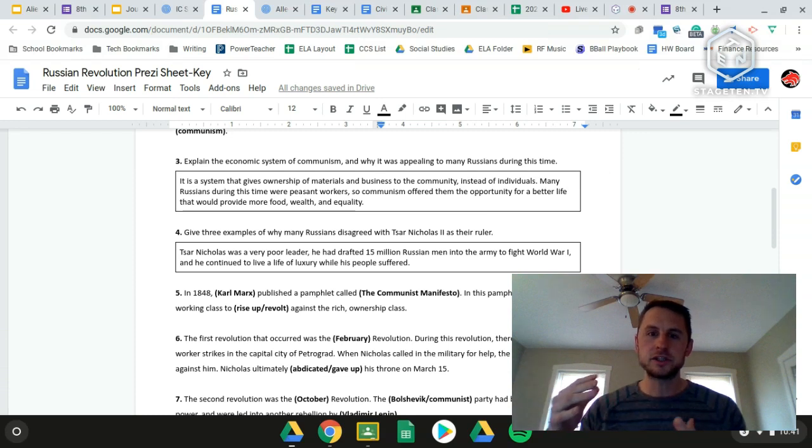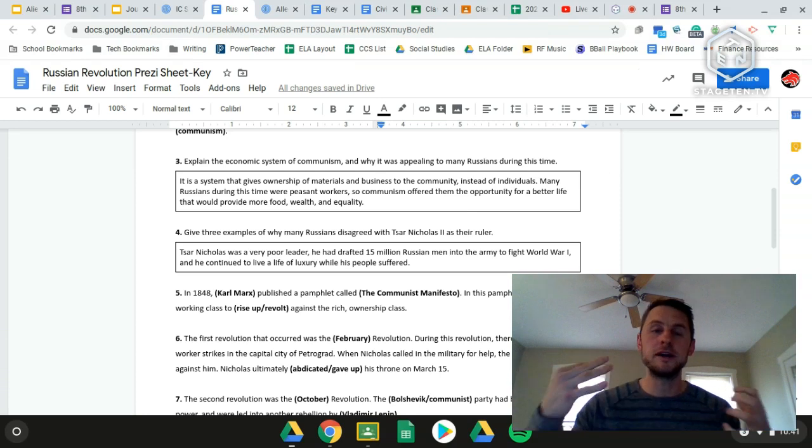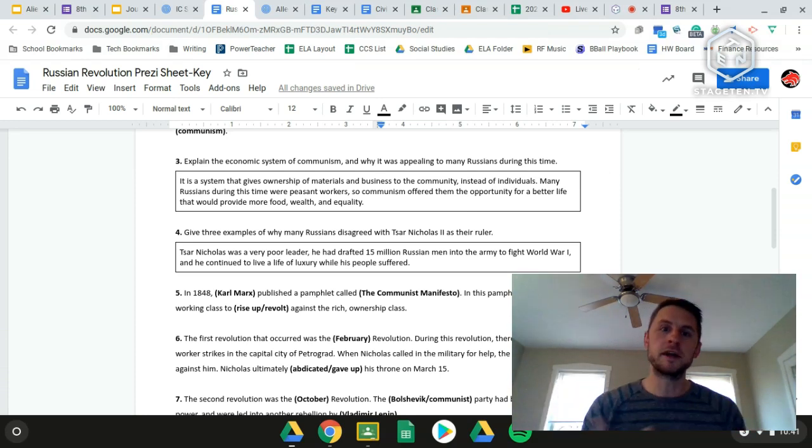And so it was appealing to Russians during this time because most Russians were peasant workers, and communism offered the opportunity for a better life, more food, more wealth, and a more equal society. So in theory, communism would have been great for most of them. As you found out reading through the rest of the Prezi, it wasn't really so much the case all the time.